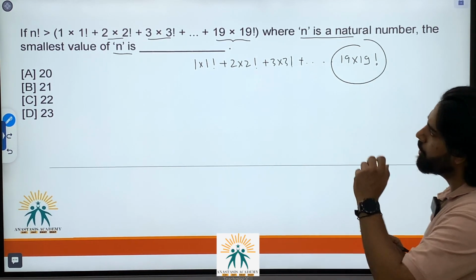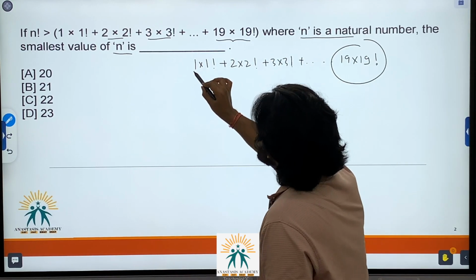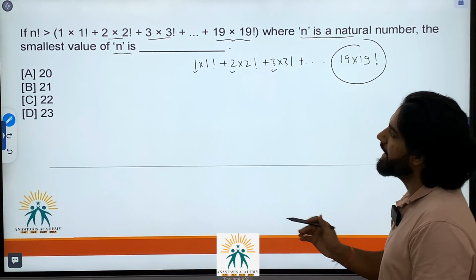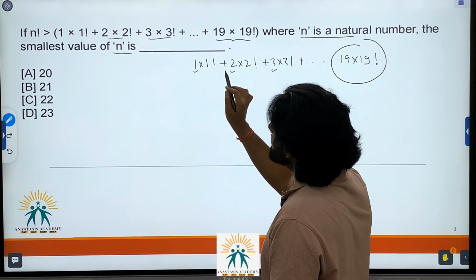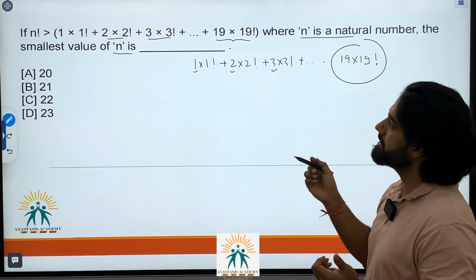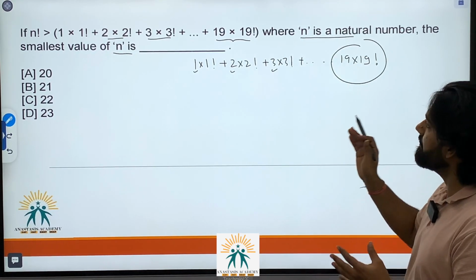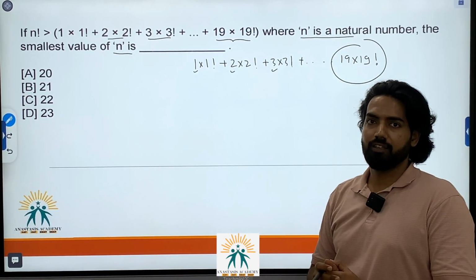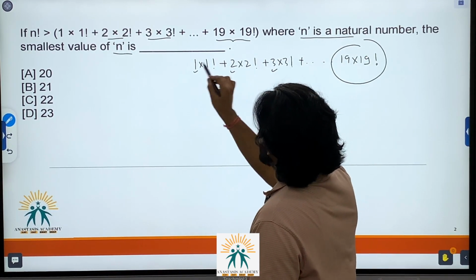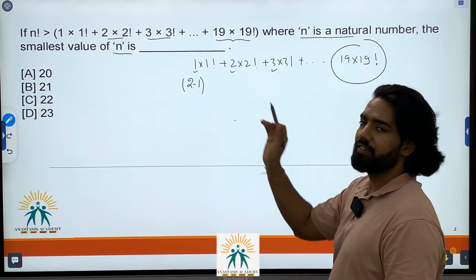So observe carefully. These are natural numbers 1, 2, 3. So I can write these in terms of some difference, right? Because it's a telescopic series. So there must be a way in which we can cancel out some terms so that we can find the sum of this series. So I can write this one as a difference of consecutive natural numbers, right?